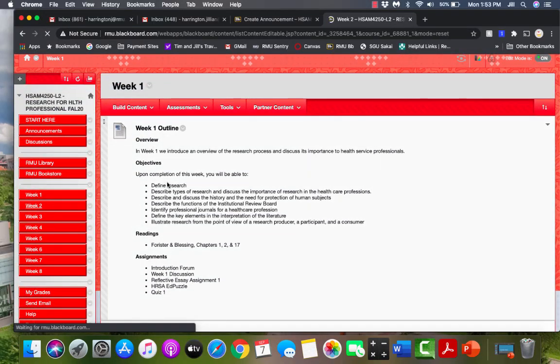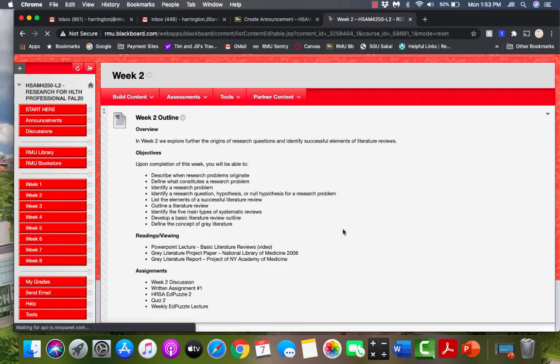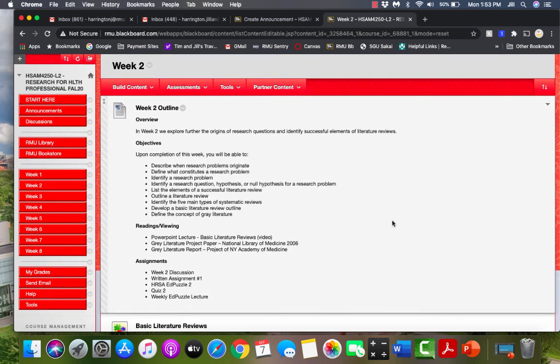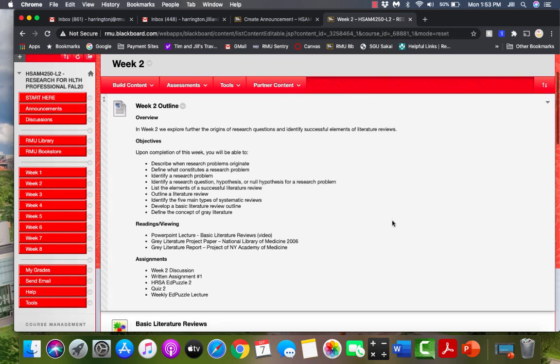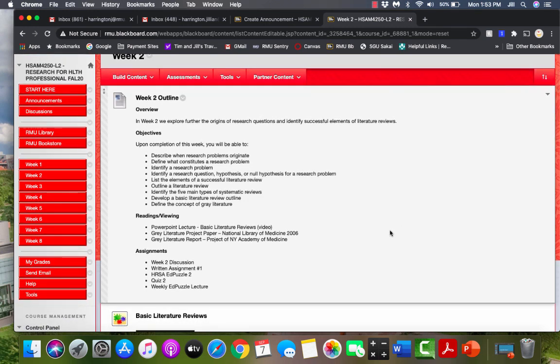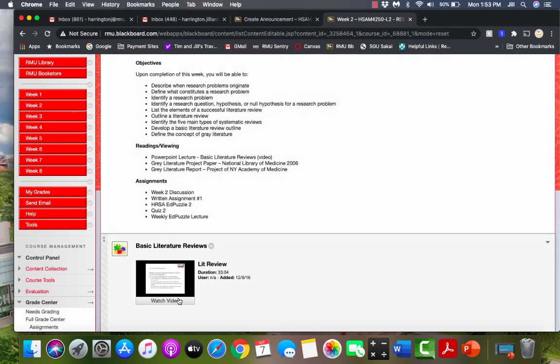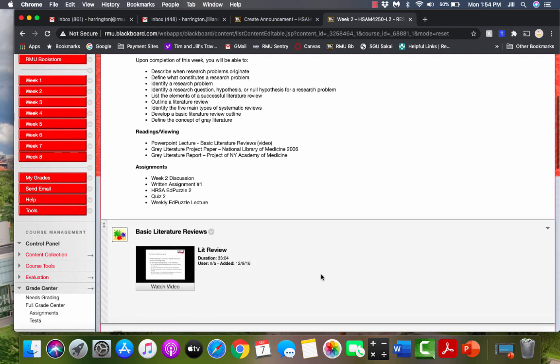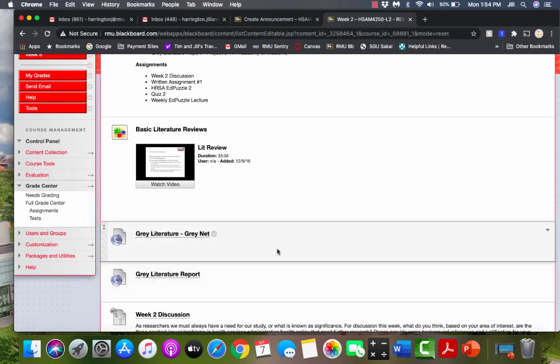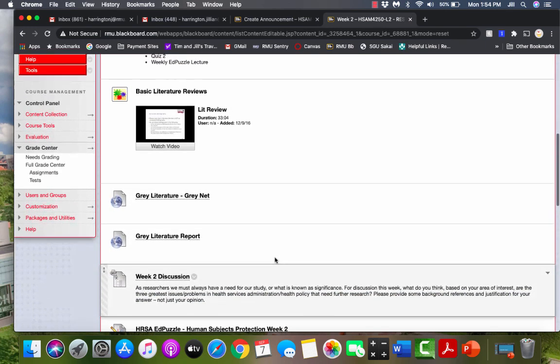Let's take a look at this week to come, week two, where we're really going to start to think about research questions, research problems, hypotheses, what a literature review is and what elements there are in a literature review, those types of things. So that'll be the bulk of our study this week. There is a little lecture here about literature reviews that I had done previously, and then some information about gray literature, etc.